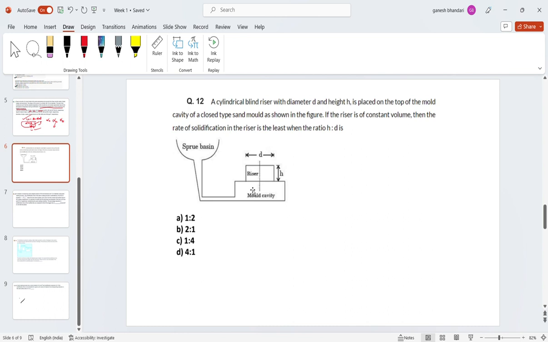So Keynes method, I doubt whether Keynes method will be used. What answer are you getting? Yeah, right. So you got some relation between h by t.